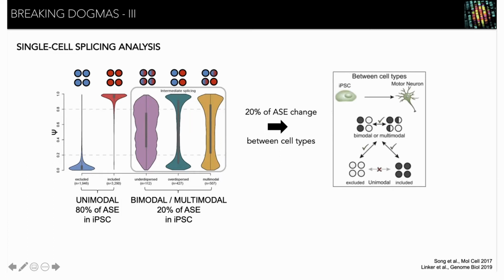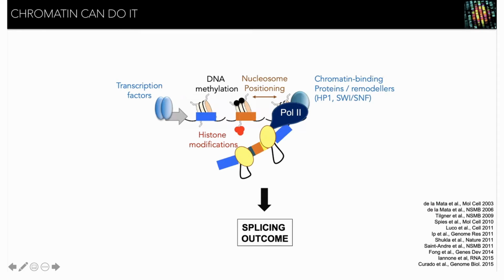And even more, in a work in which they did single-cell splicing analysis during differentiation of induced pluripotent stem cells into motor neurons, they realized that around 20% of these alternatively spliced events are actually changing during this process. And those changes will never be black and white, from highly excluded to highly included, but also going through this bimodal, multimodal state, suggesting that we're having shades of gray, and that we have this complex regulation of splicing that goes from cell to cell, or even transcript to transcript in the same cell, raising the question of how this can be so tightly regulated. And that's where chromatin comes into the picture.